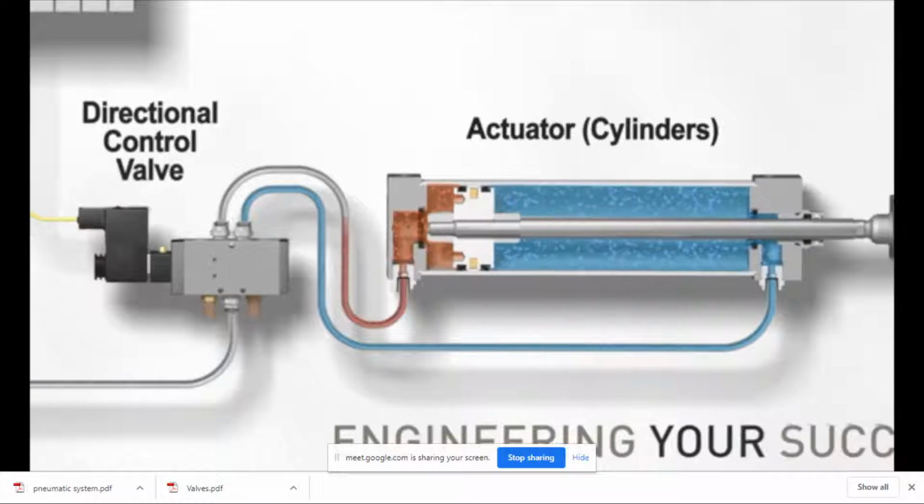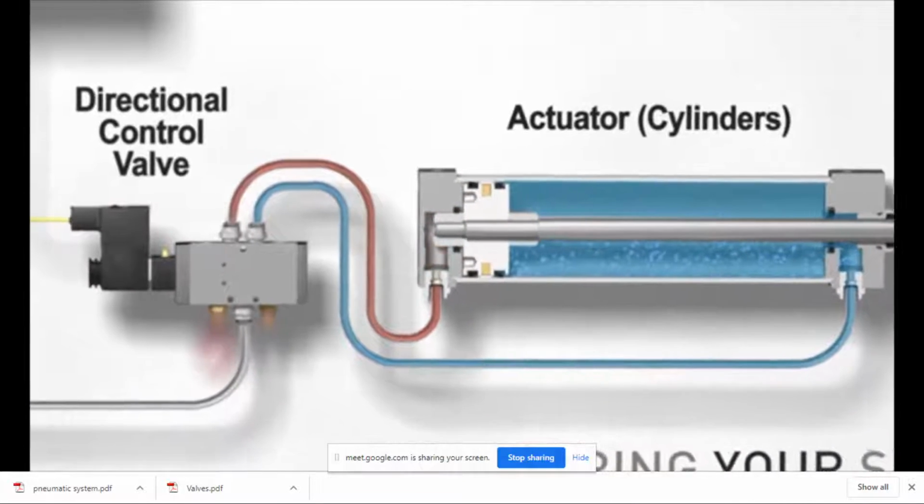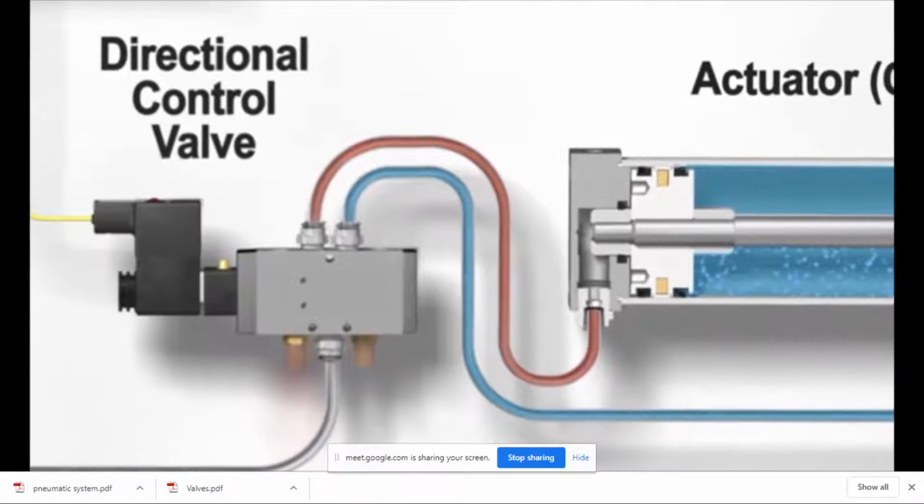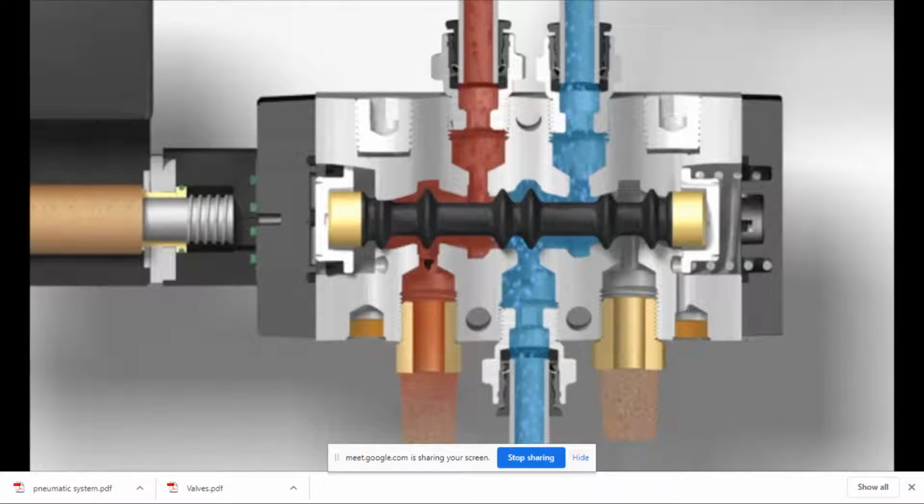For this actuator to retract, the air that is already filling the cylinder needs to go somewhere, which is commonly referred to as exhausting. The exhaust air is illustrated by the red color and is shown exiting the cylinder and flowing back through the valve, out the muffler to the atmosphere.